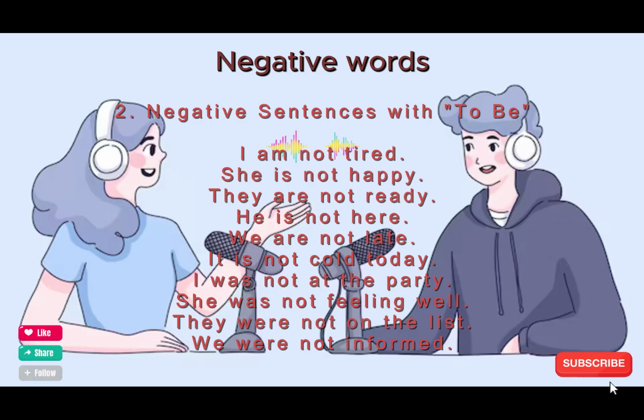Okay, now let's do the past forms, was and were. Same idea, right? I was not at the party. Exactly. Or how someone felt. She was not feeling well. Maybe being on a list. They were not on the list. And one more. We were not informed. So for to be, just stick not right after it. Easy peasy. Okay, that makes sense.